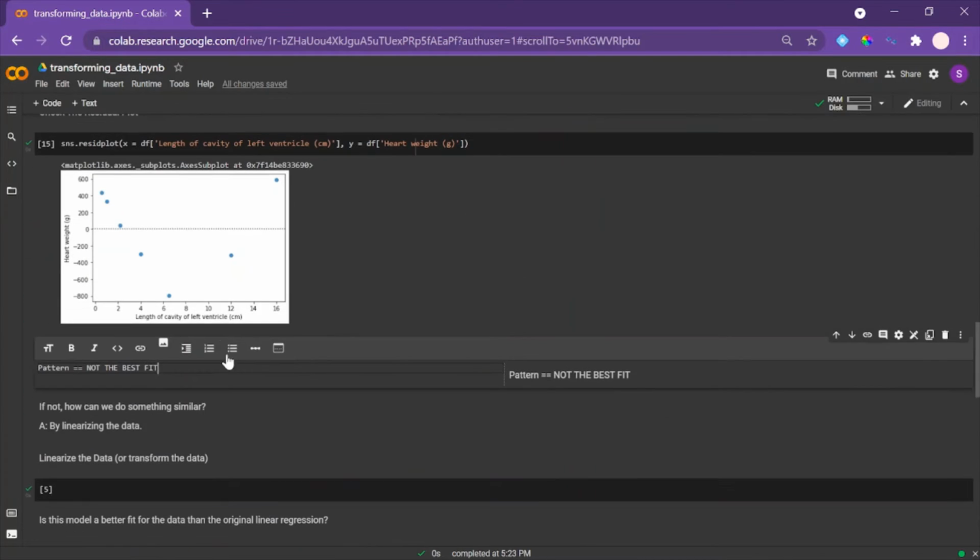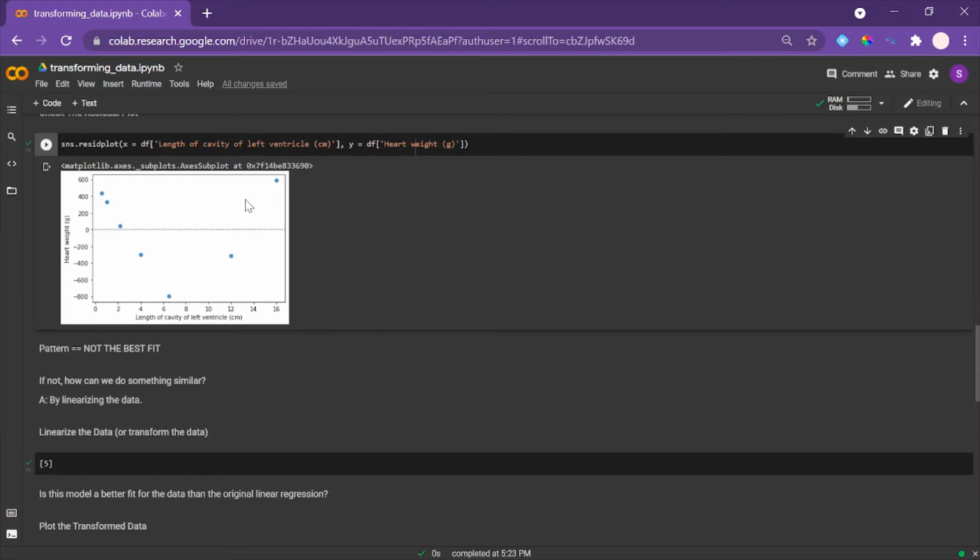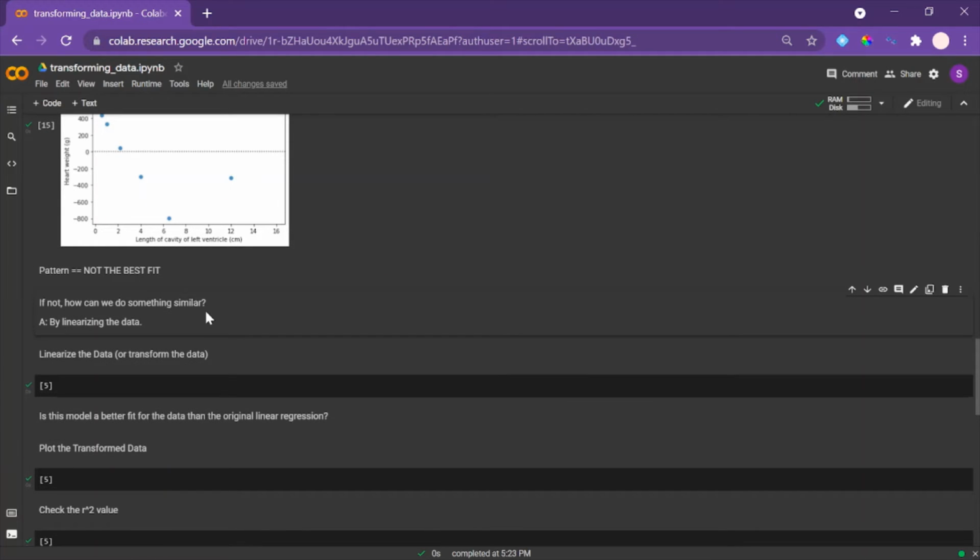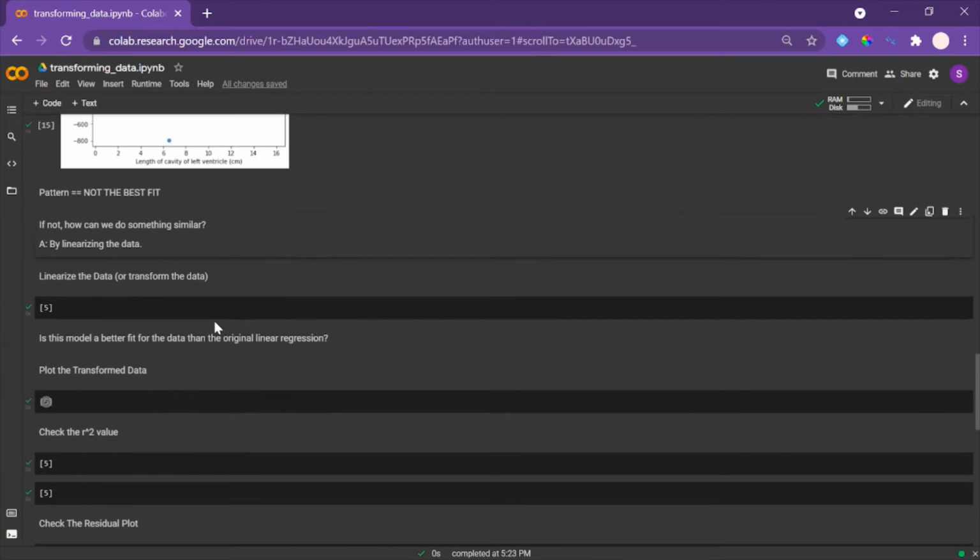Well, no, because you can see that the residual, so the differences between the actual heart rate and the predicted heart rate, actually has a pattern. Okay, so not the best fit. So if not, how can we do something similar? Well, the answer is by linearizing the data or transforming the data. So we're going to linearize the data.